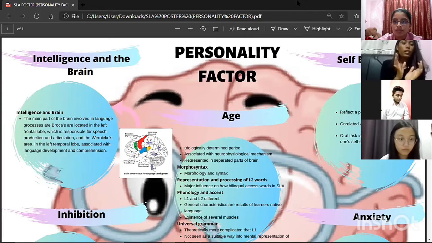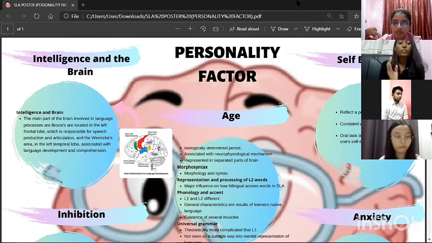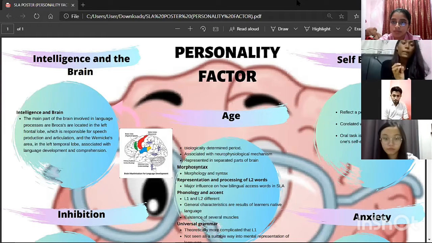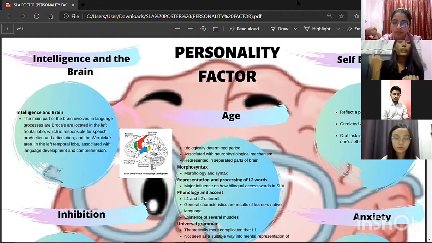The parts of the brain which are responsible for the acquisition and also learning and also the development of language are Broca's area, which is located on the left side and is responsible for speech production and also articulation, and the second part is Wernicke's area, which is associated with language development and comprehension. So these personality factors, the intelligence and also the brain, are more on the science side. And when we look into the research, students who acquire bilingual are more intelligent compared to students who acquire only monolingual. So moving on to the next personality factor, which is age.